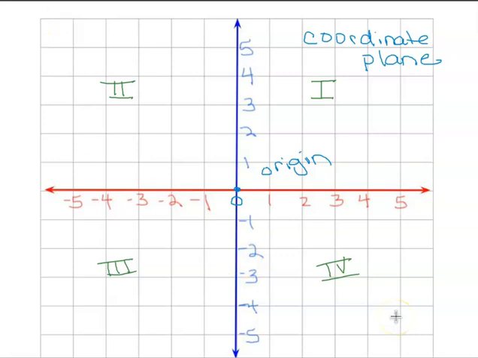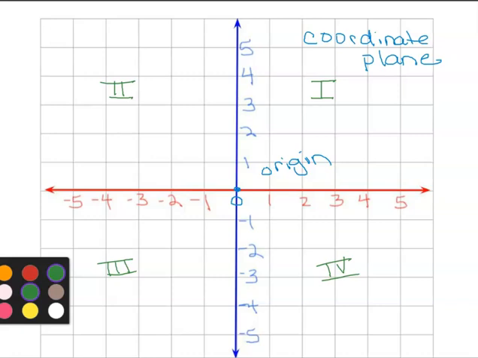So let's think about what would happen in quadrant 1. Well, since quadrant 1 is on the right side of the horizontal number line and the upper portion of the vertical number line, all the numbers in this area of the coordinate plane are going to be positive because they're going to match up with this part of the horizontal number line and this part of the vertical number line.